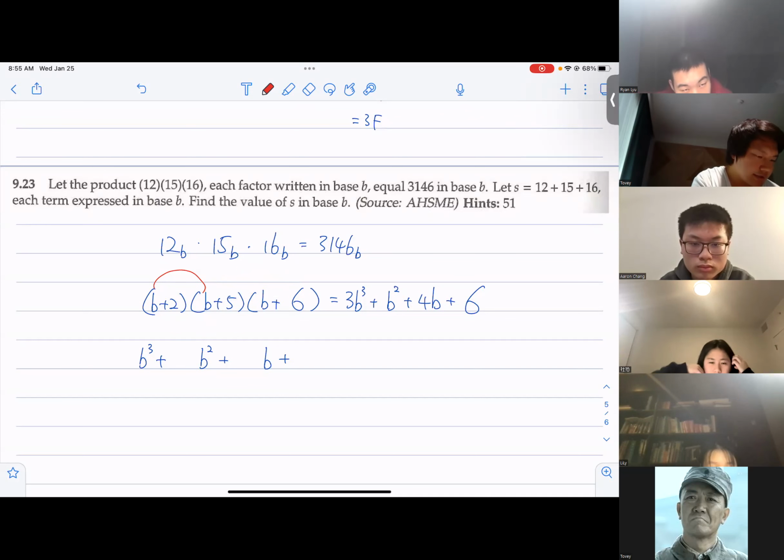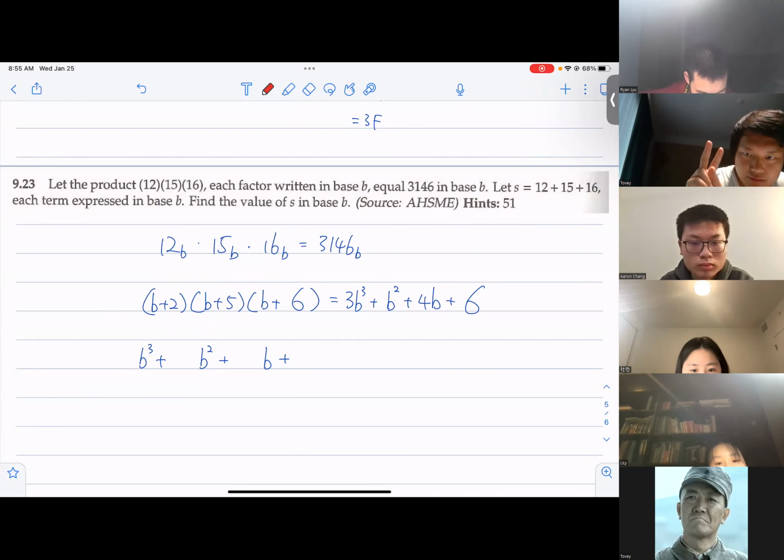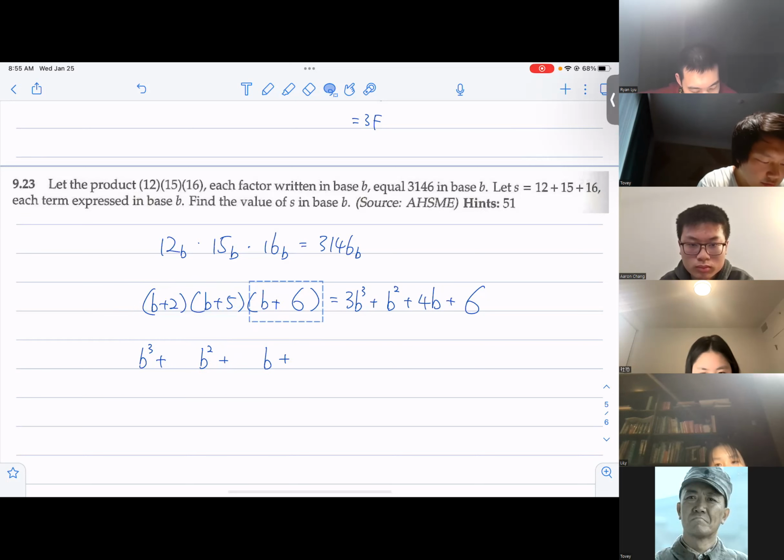What I'm saying here is that in order to get a term b squared, you have to get two b's in two brackets. So you have to get two b's in two brackets. Does that make sense? To get a b squared term, you need to find b in two brackets, and the remaining bracket you have to choose a number, right?